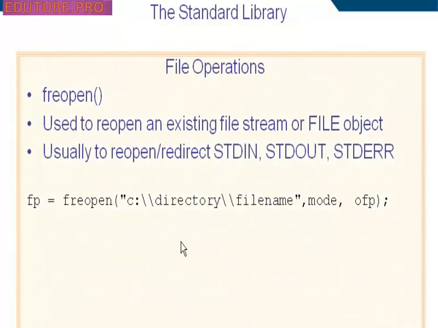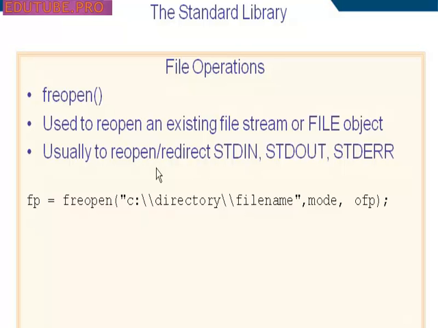Here's freopen, and this is used to reopen an existing file stream or file object. When you use freopen, it returns a file pointer to the new file pointer, and here you give it the file name, the mode, just like in the previous screen, and you have a new parameter. This is the old file pointer. Like out here, so we had fp equals fopen before. Well, now we want to reopen that same handle with a different file name.